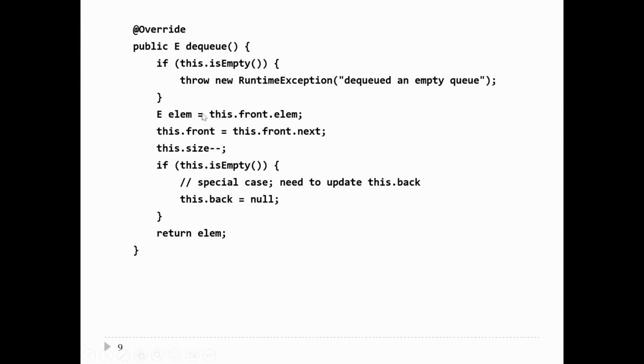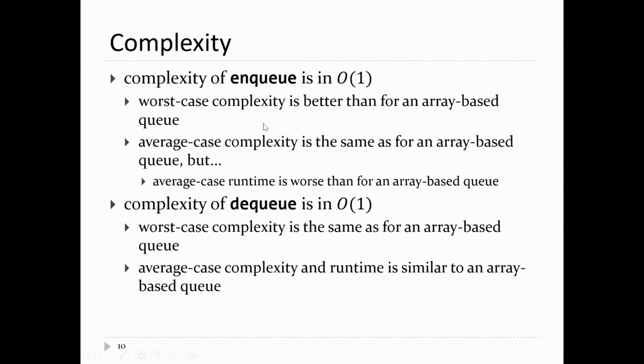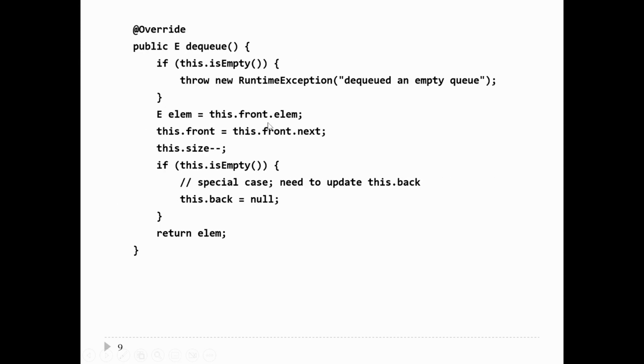Right, so step 1, remember what the current front element of the queue is, because I need to return that element. Right, now I need to adjust this dot front. I want to make this front refer to the next node in the sequence. The next node in the sequence, though, is just this dot front dot next. And so that adjusts the front field.